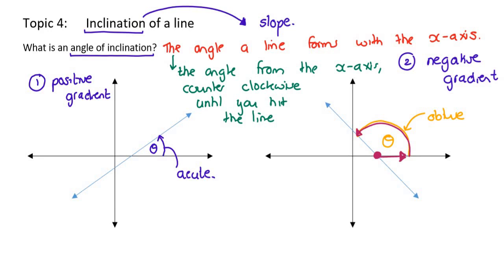Obviously, if I draw my acute picture, the bigger the angle of inclination, the more steep your graph is. And obviously, as soon as it goes to 90 degrees, then it kind of folds back, and then it's an obtuse angle. Right, so that's our definition of an angle of inclination.